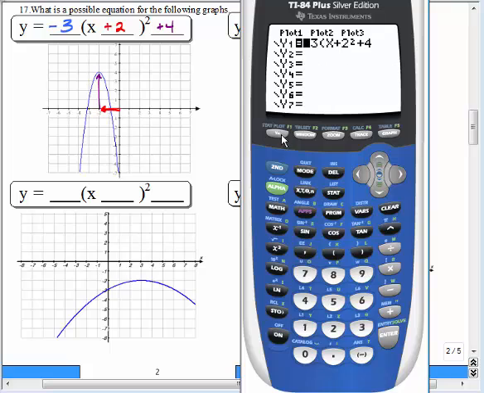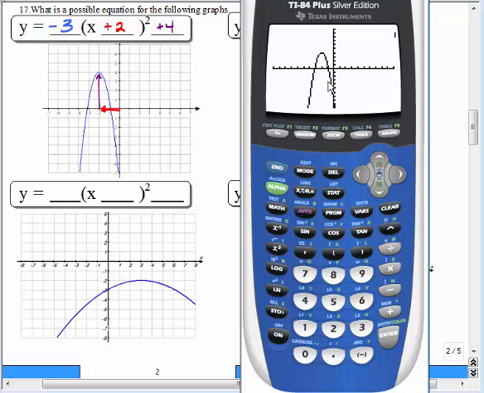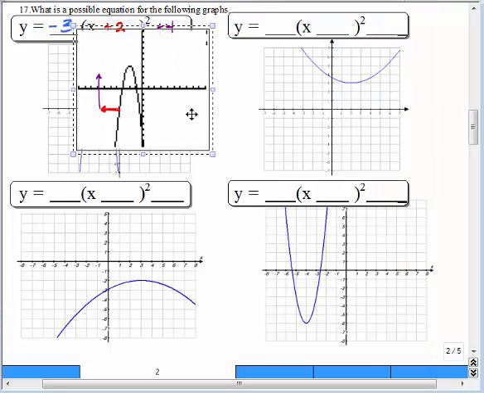I just realized I left off a parenthesis there. That makes a big difference. So I'm going to hit second insert parenthesis. So you can see right here I have that same picture now, and if I graph it, it looks very similar to that graph that I have right here.